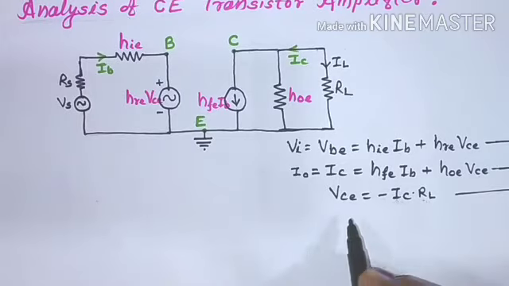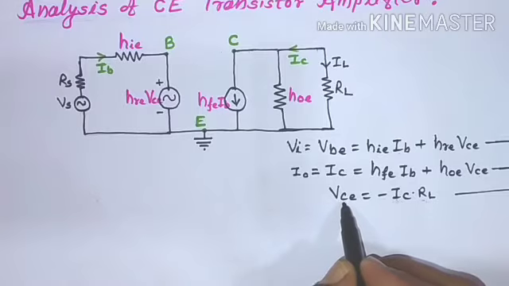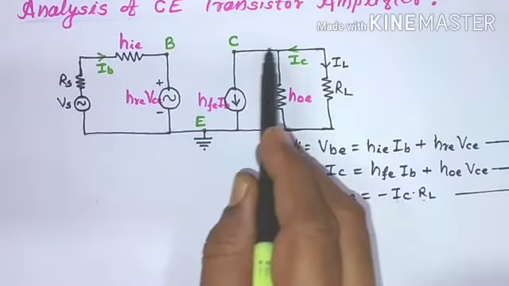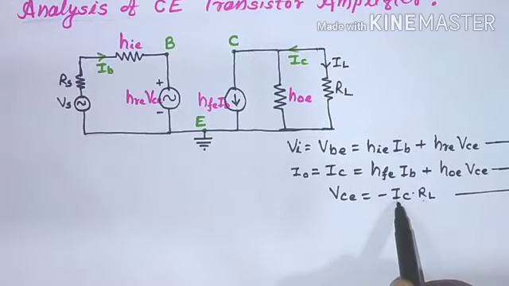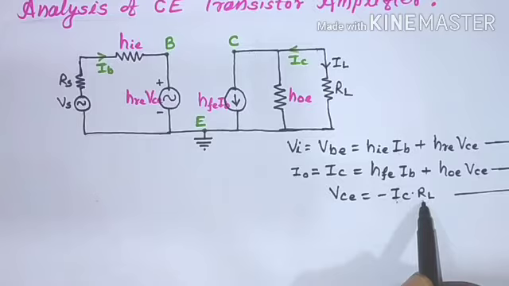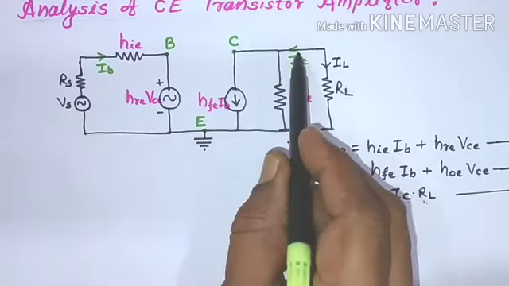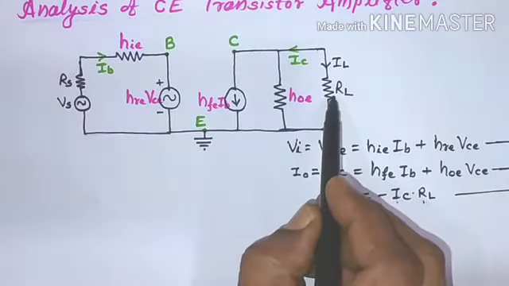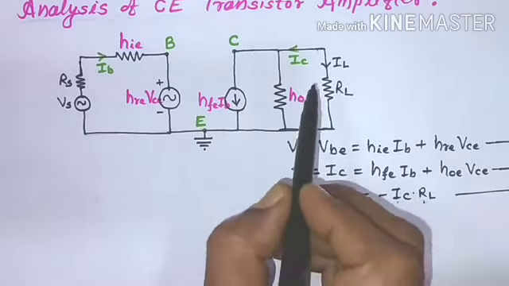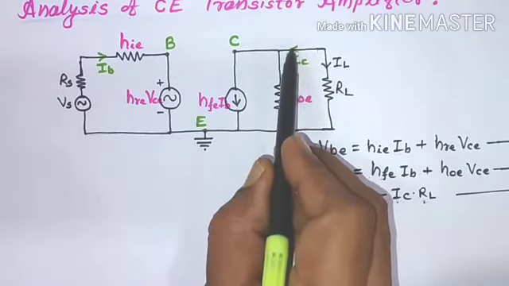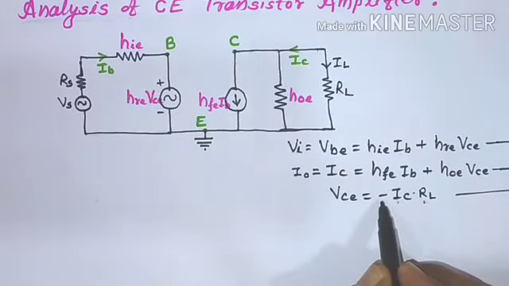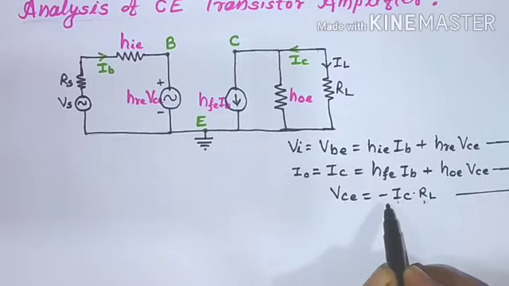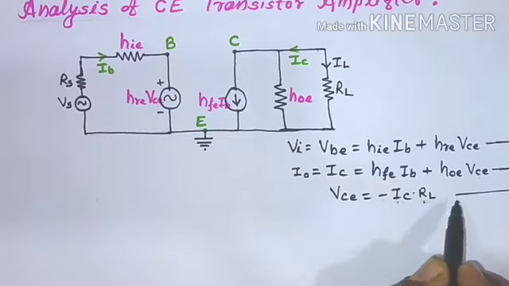And one more equation that we will need later is for the voltage between collector and emitter. This output voltage VCE equals the current into the resistance. The current is IC, the output current, and the resistance is the load resistance. One more thing: the directions of currents IC and IL are opposite. That's why we have taken a negative sign. So VCE equals minus IC into RL. Take this as equation C.